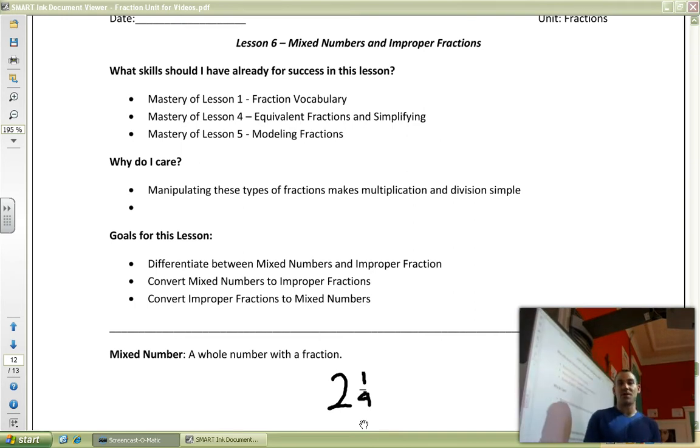Manipulating these types of numbers is going to help you immensely in multiplying and dividing with fractions, and also just because your math teacher is going to want you to know. So if you're getting graded on it, might as well get a good grade. Goals for this lesson are going to be able to differentiate between mixed numbers and improper fractions, seeing them and knowing which one is which, converting mixed numbers into improper fractions, and then improper fractions back to mixed numbers. So let's take a look at what they actually are.